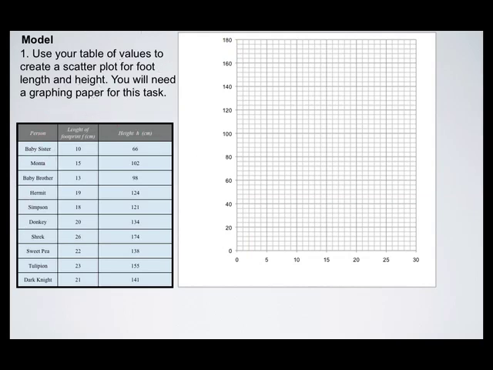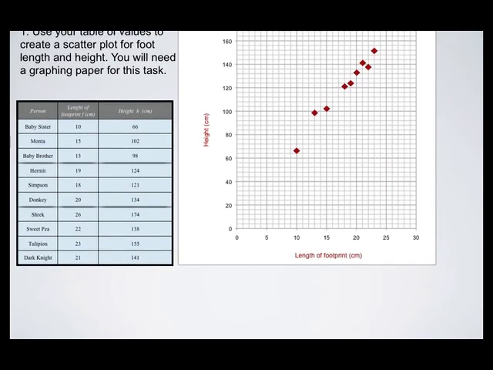We'll also want to make sure that we label our axes. So we'll label it height in centimeters, being sure to include units, and footprint length in centimeters. Once we're done, we can start to plot the points. As you plot the points, you may begin to notice a trend in the data. Once you're finished plotting the points, you're finished modeling your experiment.